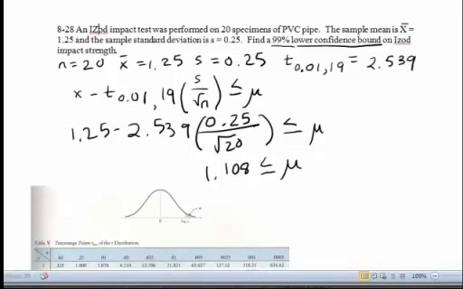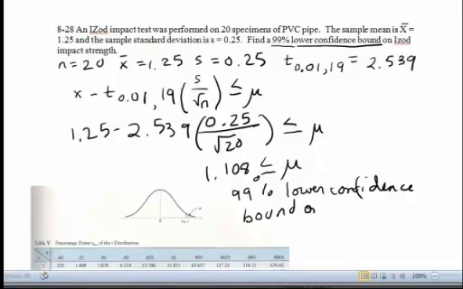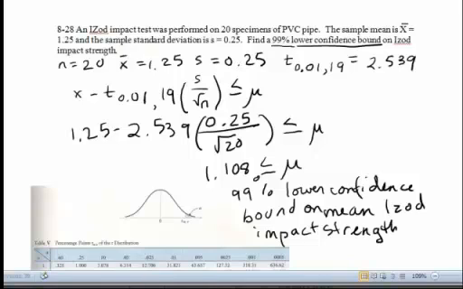And that is our 99% lower confidence bound on mean Izod impact strength. Ta-da!